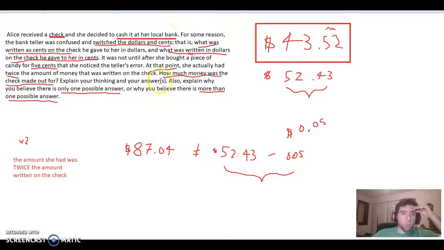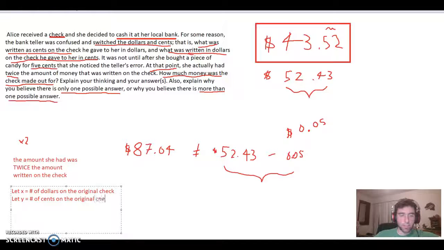What I'm thinking is I need some variables to represent the amounts of dollars and cents on the check. So I am just going to write let x equal the number of dollars on the original check, and let y equal the number of cents on the original check. So again, I'm just going to use an example because it helps me think of it. For instance, if the original was 43.52, then x would be 43, and y would be 52.